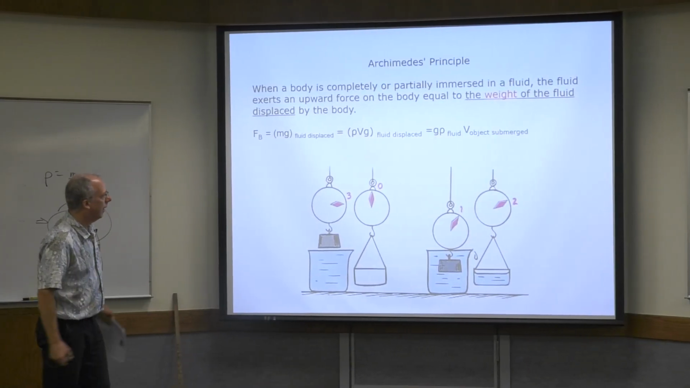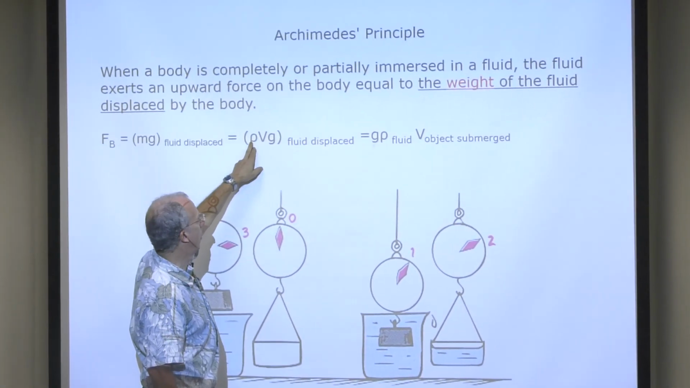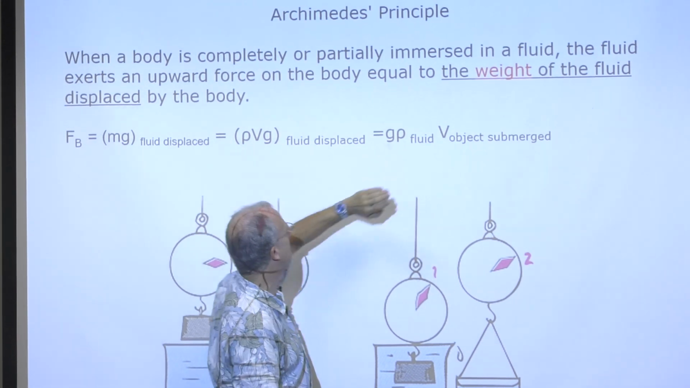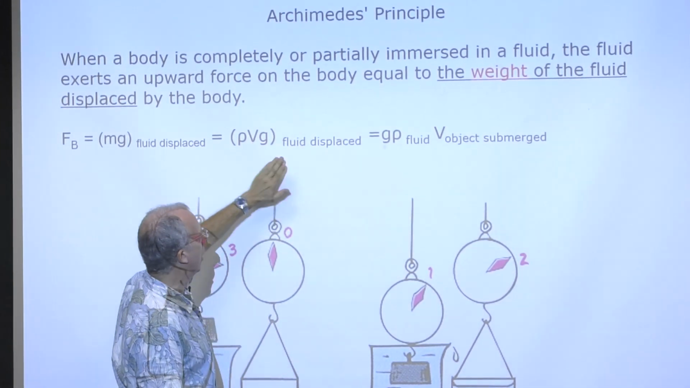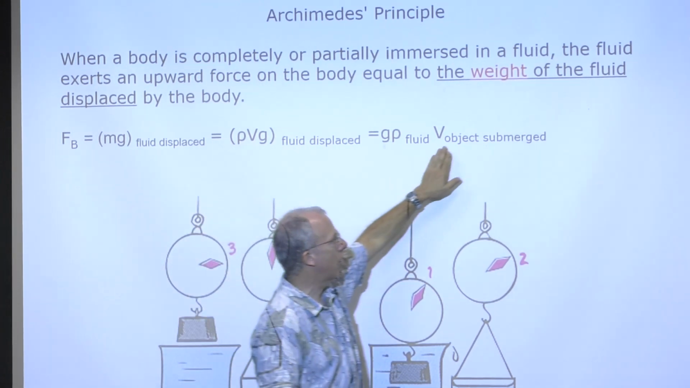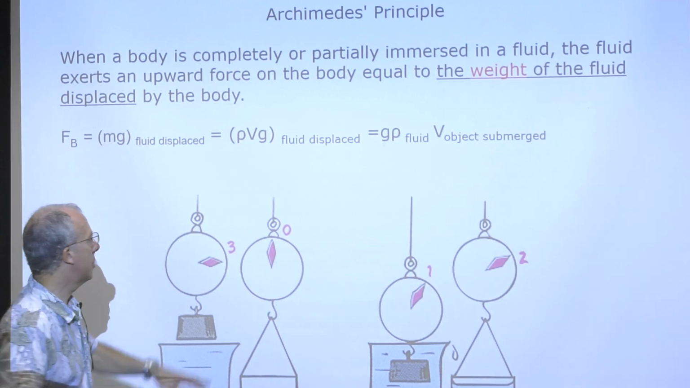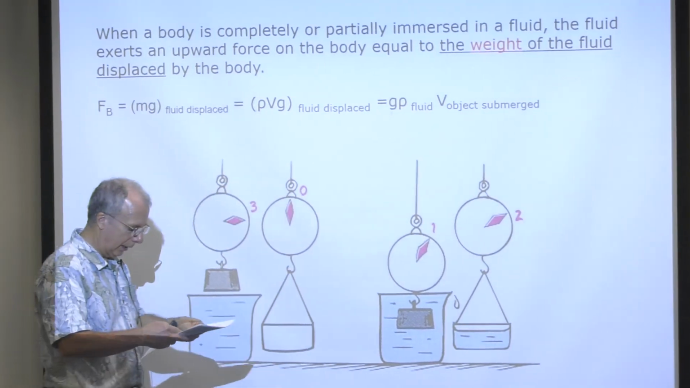Here's something else. This is rho, which is the density of the fluid. G is just g, so you pull out the g. Then rho is just rho fluid. Now, the volume of the fluid displaced, isn't that just the volume of the object submerged? Well, yeah, if it's completely submerged. So there are different ways to write it. This is probably the most useful way to write it.